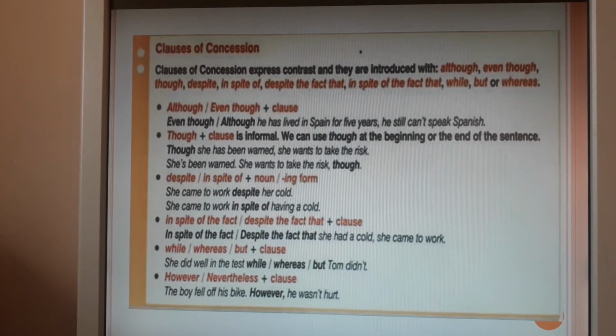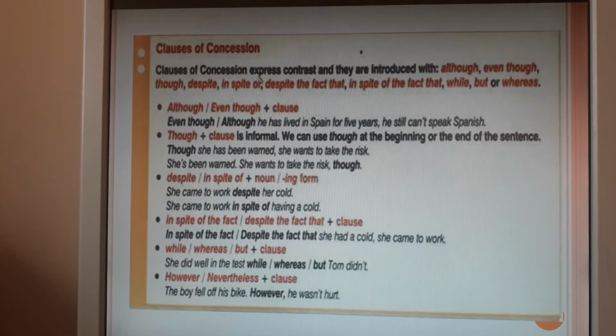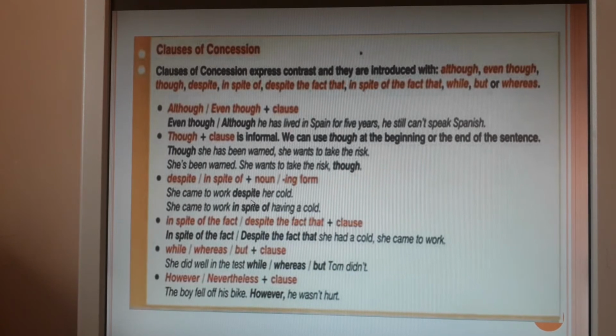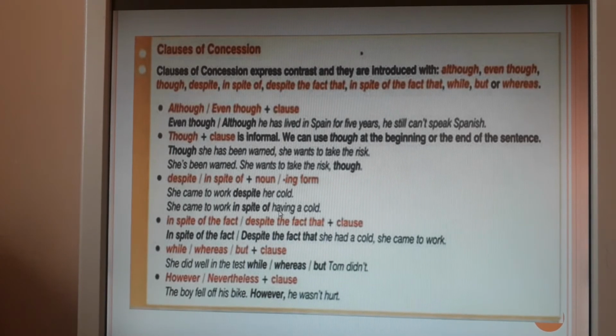Despite and in spite of are followed by a noun or an ing form. She came to work despite her cold. She came to work in spite of having a cold. Do you see? The meaning does not change. In the first, despite is followed by a noun. In the second example, in spite of is followed by an ing form of the verb.